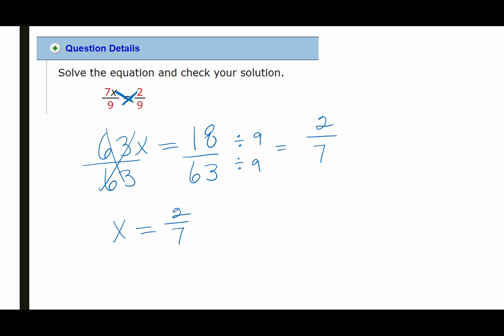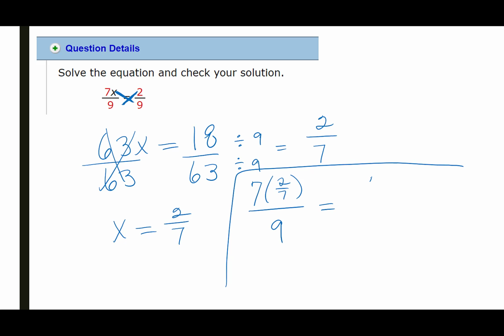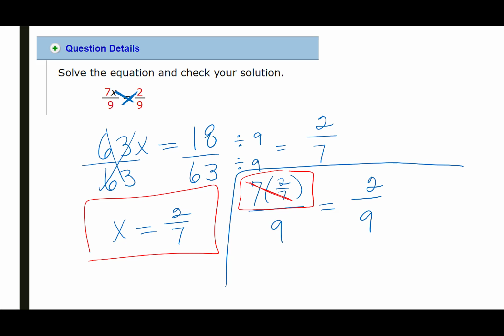It's a little harder to check this because it is a fraction, but this will be 7 times 2/7 over 9. Does that equal the fraction 2 over 9? So if you focus in on this numerator, when you have the whole number 7 times the fraction 2 over 7, you can cross out those 7s. And so do you see that you are just left with 2 over 9 equals 2 over 9? And so that means 2/7 is the correct answer.